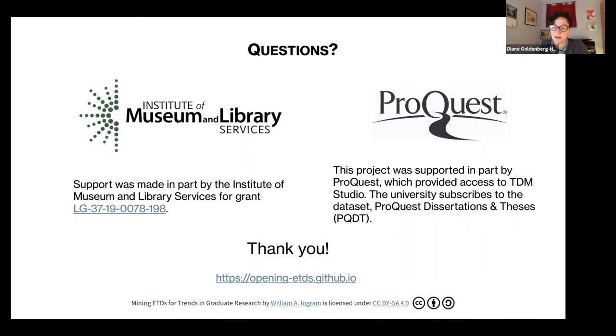Indeed, and Rebecca Bryant is piggybacking on Cliff's question. I think it would be really interesting to combine this study with data from the survey of earned doctorates. So lots of fodder to follow on your project there.